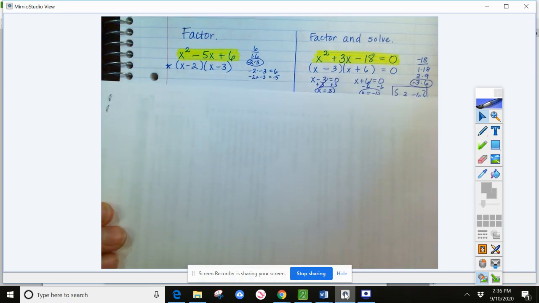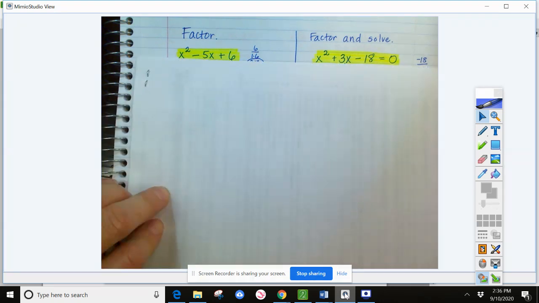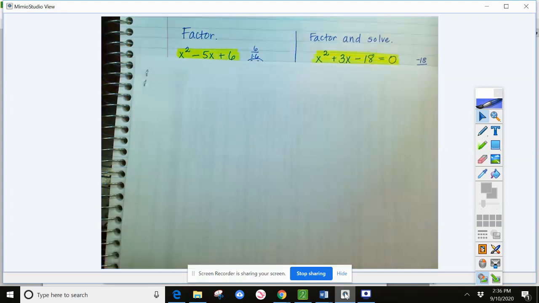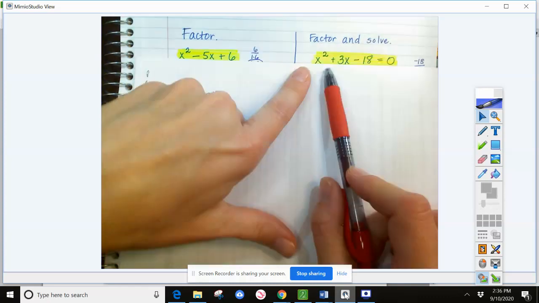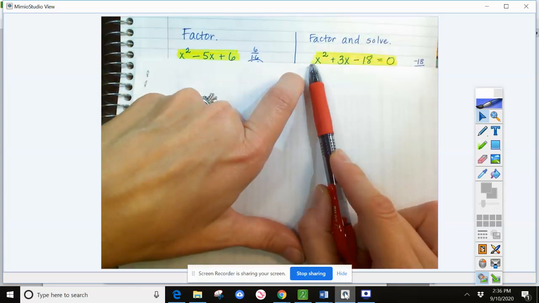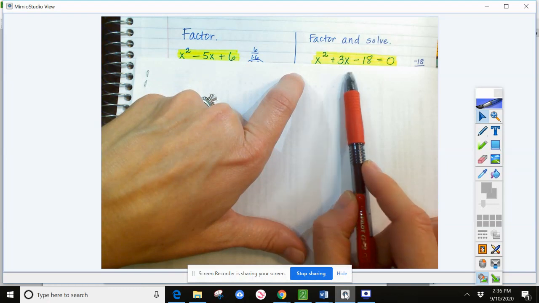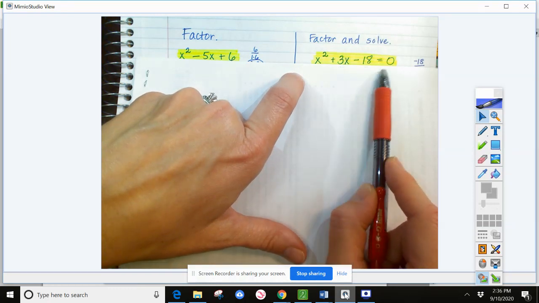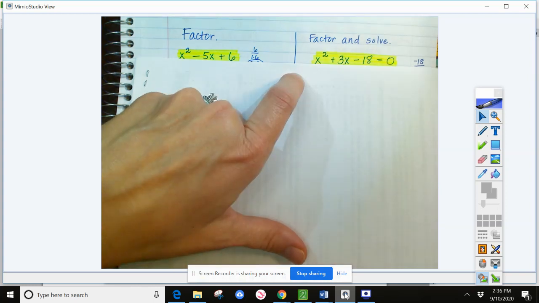On the second question, it says to factor and solve. Before you can solve, before you can factor, you have to make sure this is in standard form. And that just means that your square term is first, your middle term is your x term, your last term is a constant, which means it's a regular number, and it's equal to 0. That's very important. This one is in standard form, so we can go ahead and factor it.